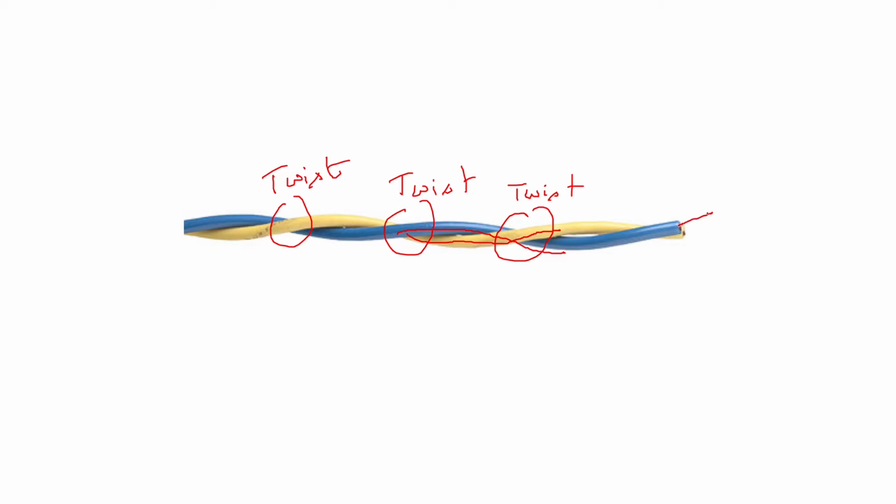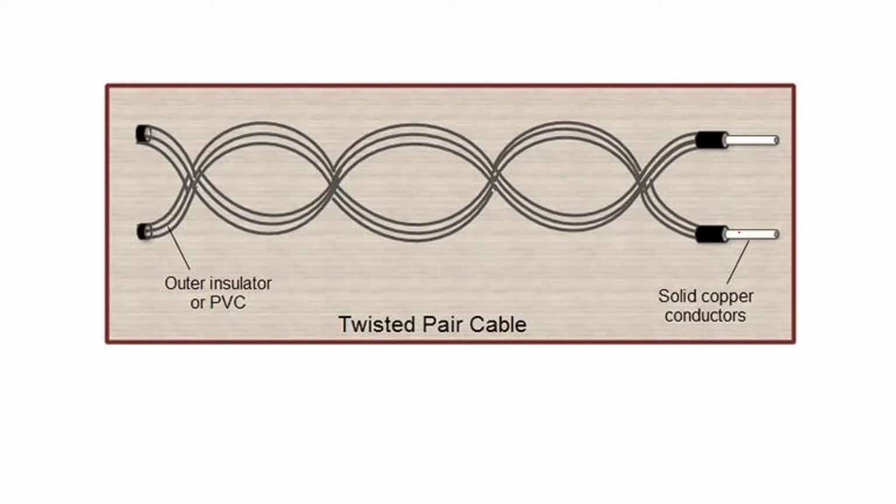Here you can have your copper conductor 1, and here your copper conductor 2. So this will be your wire 1 and this will be your wire 2. In this way you can twist the wires. Now if you see the schematic of that, you can show it like this: one wire and a second wire which are twisted. So here again you have shown the twist.